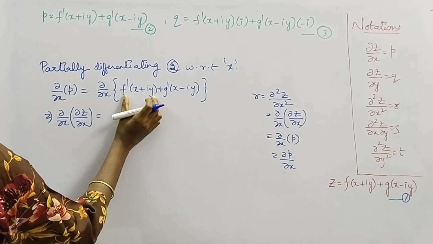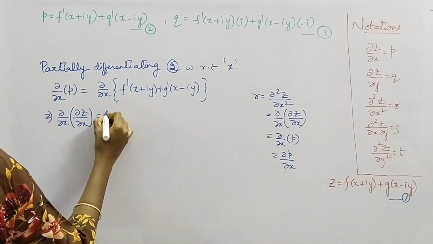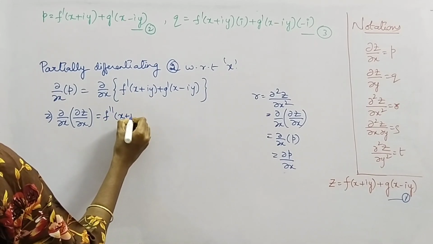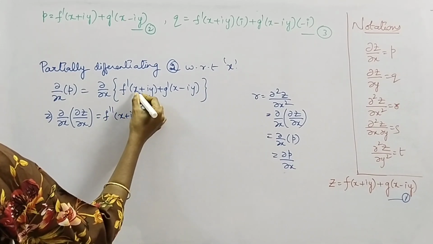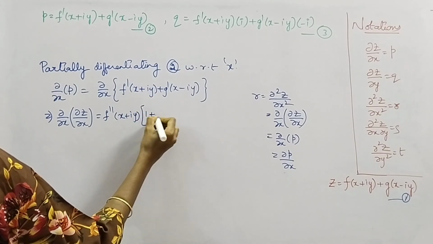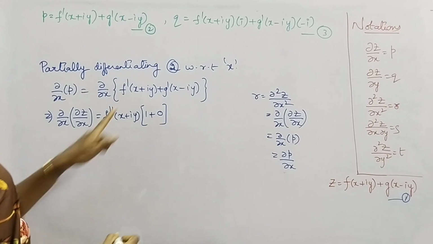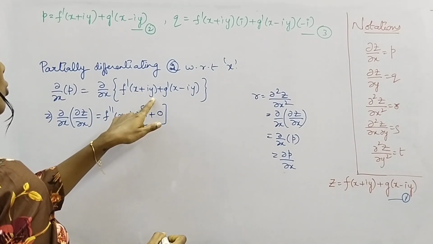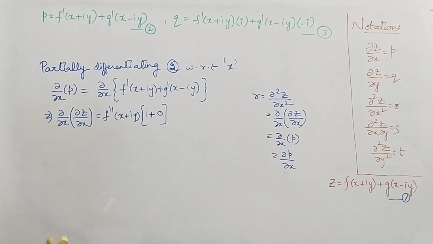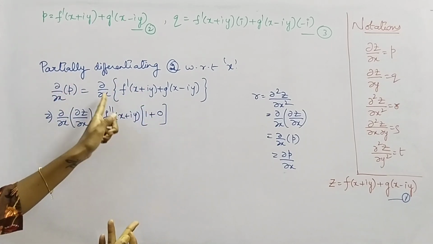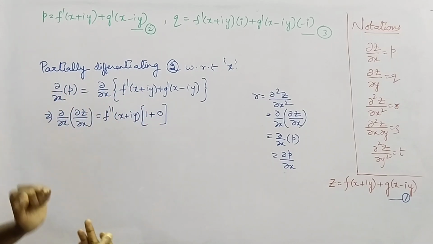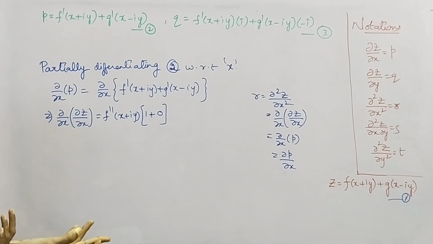Equal to partial derivative of f dash of x plus iy is f double dash of x plus iy into inner derivative. Partial derivative of x with respect to x is 1, plus partial derivative of constant with respect to x is 0. Here I is constant, okay? Partial derivative of y with respect to x is 0. Since we are partially differentiating with respect to x, we will treat y as constant, okay? Already we are treating I as constant here.